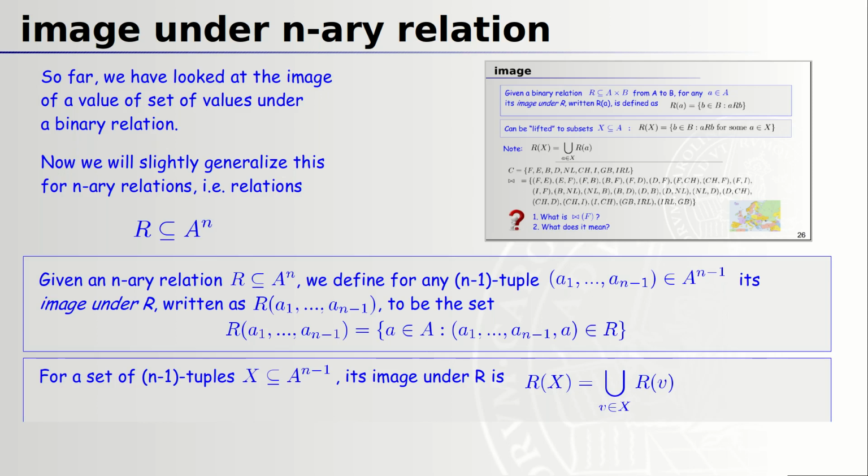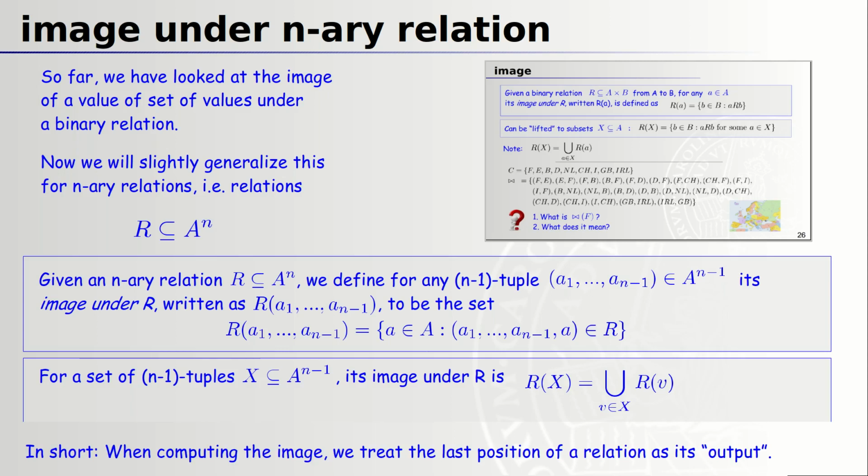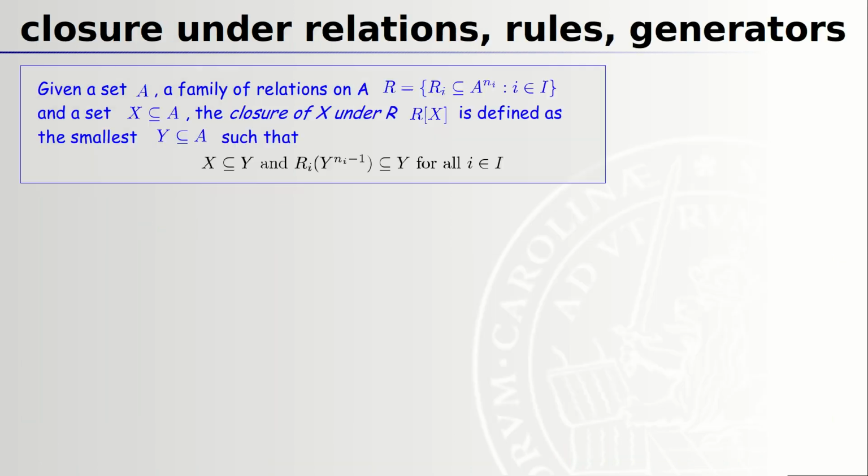The bottom line is, when computing an image under a relation, whether for binary relations or relations of higher arity, we treat the last, that is the rightmost position, as the quote-unquote output, and all other positions in the tuple as quote-unquote inputs. Now we can proceed to our last inductive construction. It generalizes the closure under a relation by using multiple relations at the same time. Also, those relations may be of different arity.